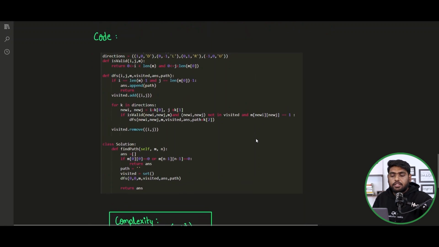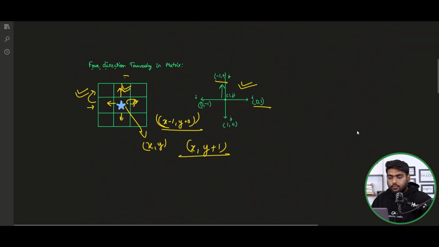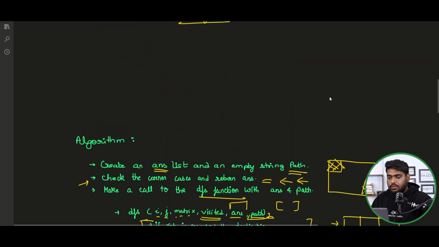Okay, so here is the coding implementation of the same thing. Let me discuss that in detail. I have created some utilities here. One is this directions data structure, in which I have all the directions, and along with each direction, I have one small string, which for down is D, for left is L, right is R, and U means up, corresponding to the values that we have seen in the 4-direction traversal in matrix.